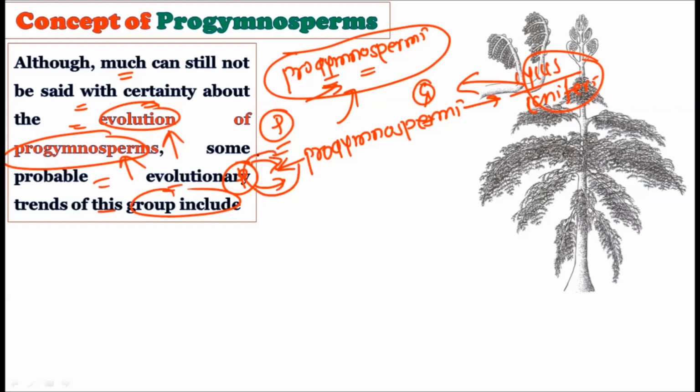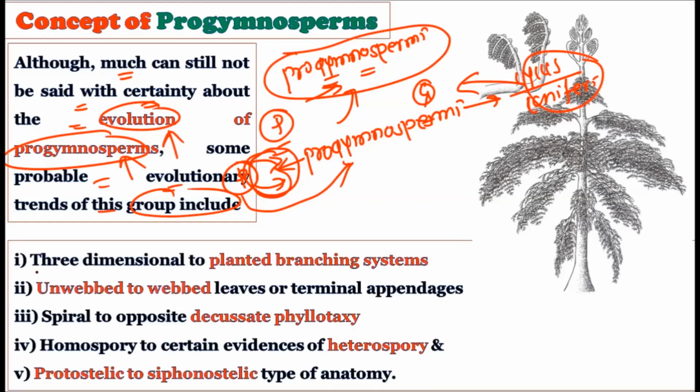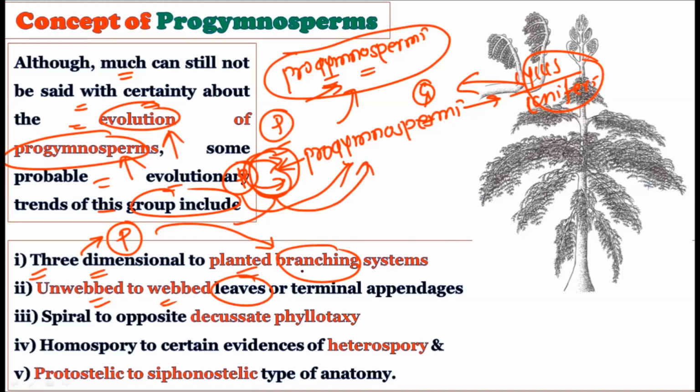So much light is not found on this topic, how the pteridophyte got converted into the progymnosperms. But there are transitional levels. Let us consider them one by one. See, the three-dimensional to the planated type of branching system. The three-dimensional branching system found in the earlier pteridophytes is now converted into the planated branching system through this transition. Then the unwebbed to the webbed type of leaves. Unwebbed leaves were there earlier in the pteridophytic group, then webbed leaves can be found in the progymnosperms, with terminal appendages. So from unwebbed to webbed leaves, this transition also occurred from the pteridophytes to the progymnosperms.